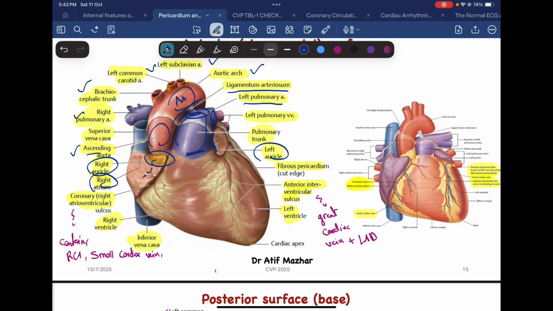We have the coronary sulcus. Now, the coronary sulcus contains two important vessels. It has the right coronary artery and the small cardiac vein. That's important and it's going to be repeated later.